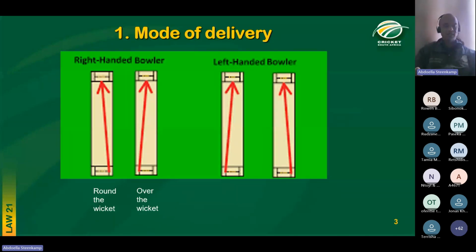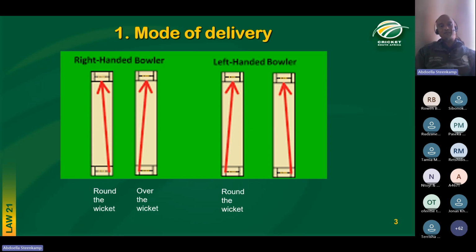So all you need to look at is which hand the ball is in. If the bowling hand is further from the stumps, bowling round. If the bowling hand is closer to the stumps, the bowler is bowling over the wicket. Same principle applies to a left arm bowler. You look at the bowling hand. Is it closer to the stumps, or is that bowling hand further away from the stumps?